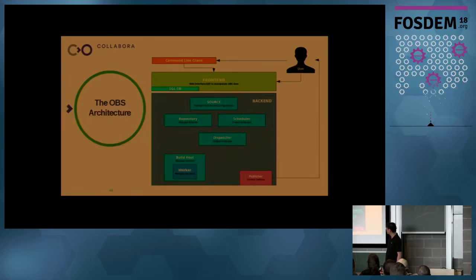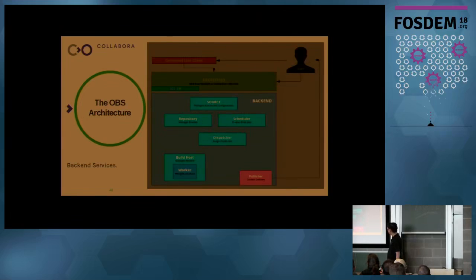Let's look at the backend server. The backend server basically has several daemons to handle the source, and the scheduler and the dispatcher assign tasks to builders, and also repositories. And here in the corner, you can see that the build host is the OBS worker. You can connect the OBS worker with cloud computers or containers or something. You can have multiple, and when you need more power, you can easily scale up by adding more builders.